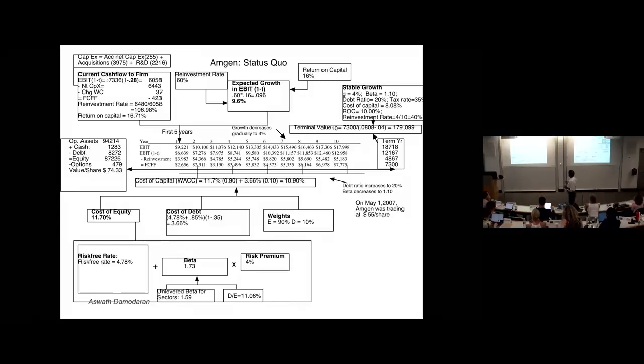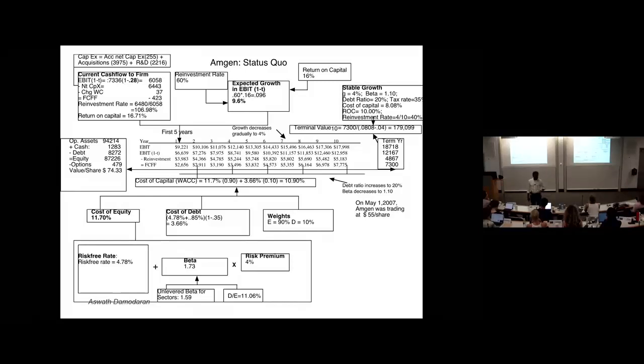Now, if you look at 2006, the reinvestment rate was 107%, the return on capital was 16.7%. Think of that as a fact. It's coming from the past. My job in valuation is to make a judgment, an estimate for the future. So I started with the reinvestment rate. I initially thought about using the 106.98% from the most recent year.